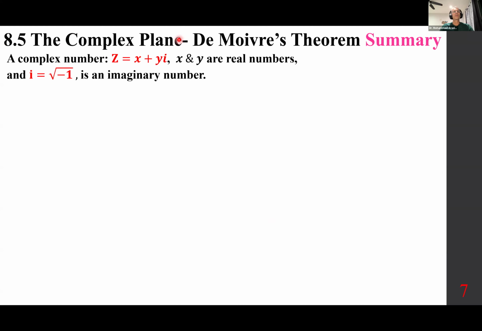All right. And now here's the synopsis of section 8.5, the complex plane, and De Moivre's theorem. Here's the summary. A complex number z equals x plus yi, or a plus bi. I hope you remember that. x and y are real numbers, and i, the square root of minus 1, is an imaginary number. There's really not much brand new stuff here. Reminding you, i, by definition, is the square root of negative 1. When you square it, you get negative 1; cubed, negative i; and i to the power of 4 is 1.